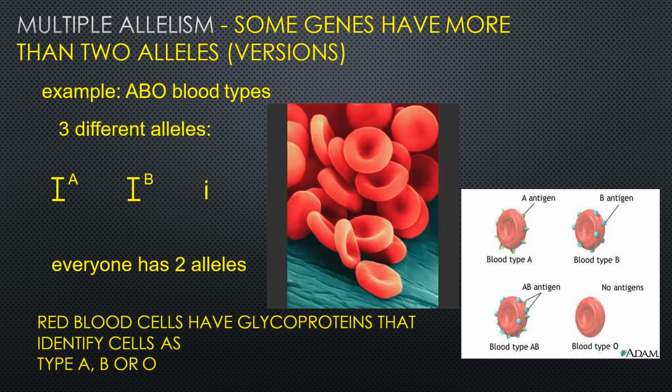And so red blood cells are identified as A, B, and O based on the glycoproteins on the outside of the cell. And so I don't know if you know your blood type. My blood type is A, and so I am right here. And each person has 2 different alleles. But there are 3 alleles total as options for your blood type. So that is called multiple allelism.